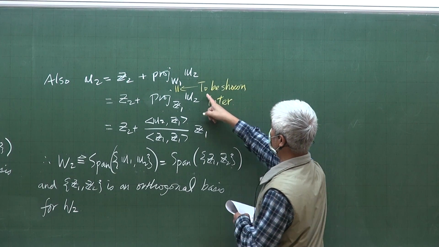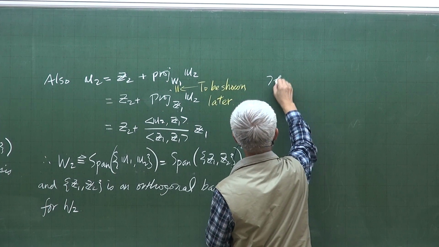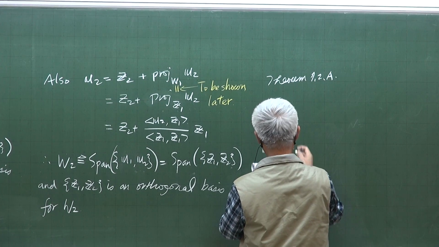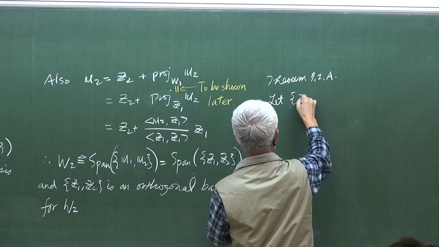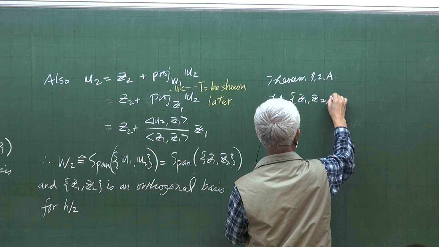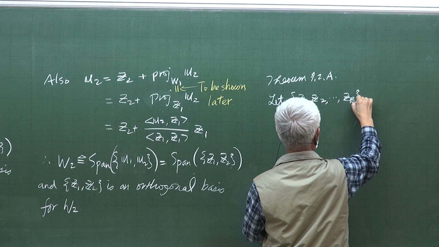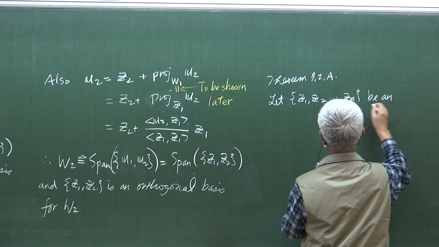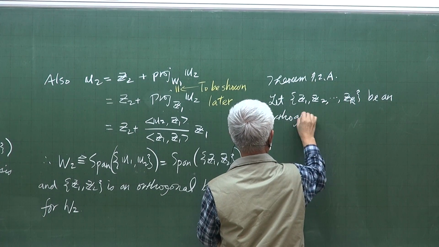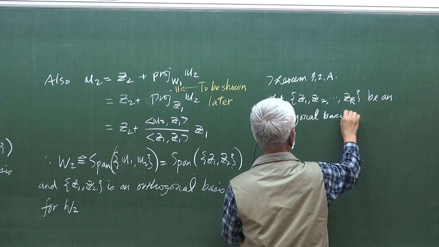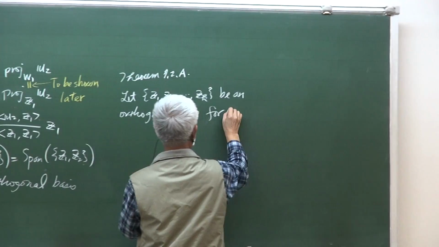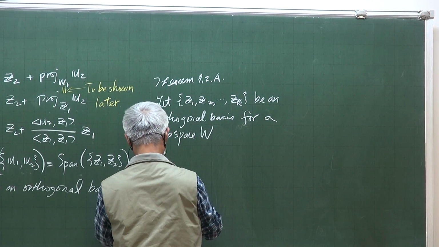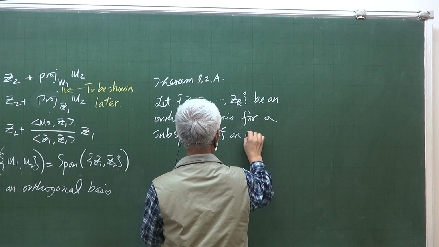So before we proceed, we have to show this result. So I will show a theorem, 7.2.8. So let Z1, Z2, up to Zk be an orthogonal basis for a subspace W of an inner product space.